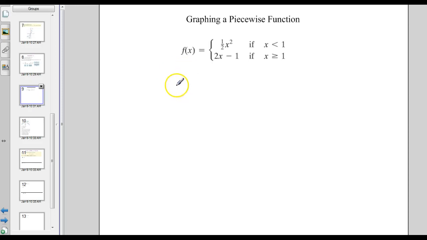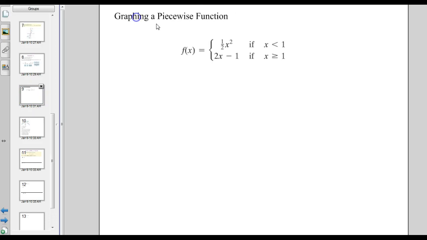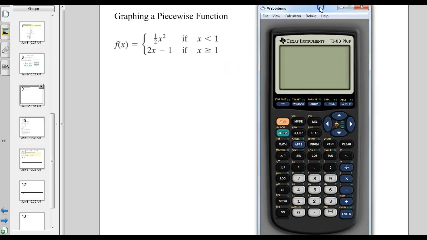Alright, graphing a piecewise function. This is telling us to do one thing from 1 or less and to do something else on the other side of that. Now I want to show you how to do this on a calculator. So let me move this over a little bit. I'll bring the calculator in here.